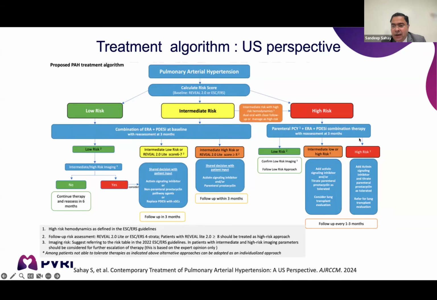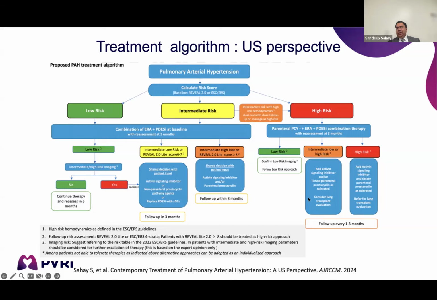Now, if we look at the high-risk patient who we suggest that apart from the oral combination, you add parenteral prostacyclin and then do a reassessment at 3 months. And if you see that they have achieved the low risk, then you follow the low risk approach. If they are in intermediate risk or high risk, while they are on prostacyclin, you may consider adding activin signaling inhibition. And if they still remain in high risk at 3 months reassessment, you definitely consider activin signaling inhibition and refer for transplant.